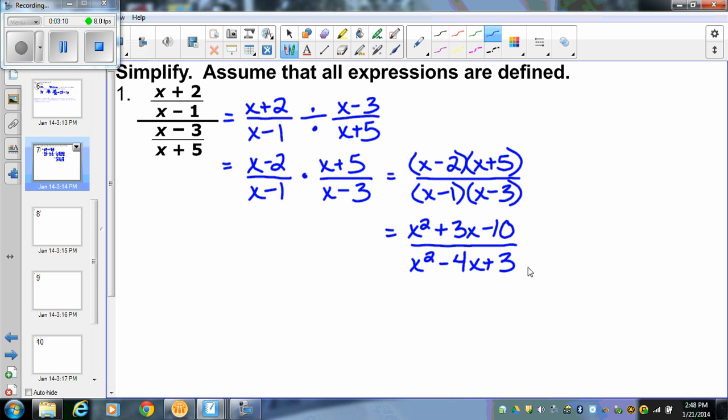And if you were asked to give domain restrictions, well, it says assume that all expressions are defined, so we don't have to worry about domain restrictions on a problem like that. Okay? All right, so let's try another one then. It really is that easy.